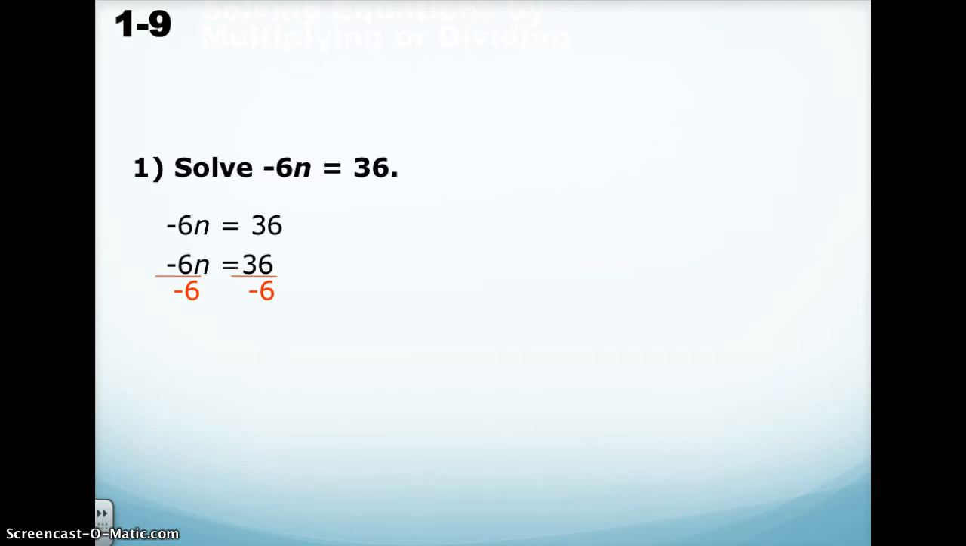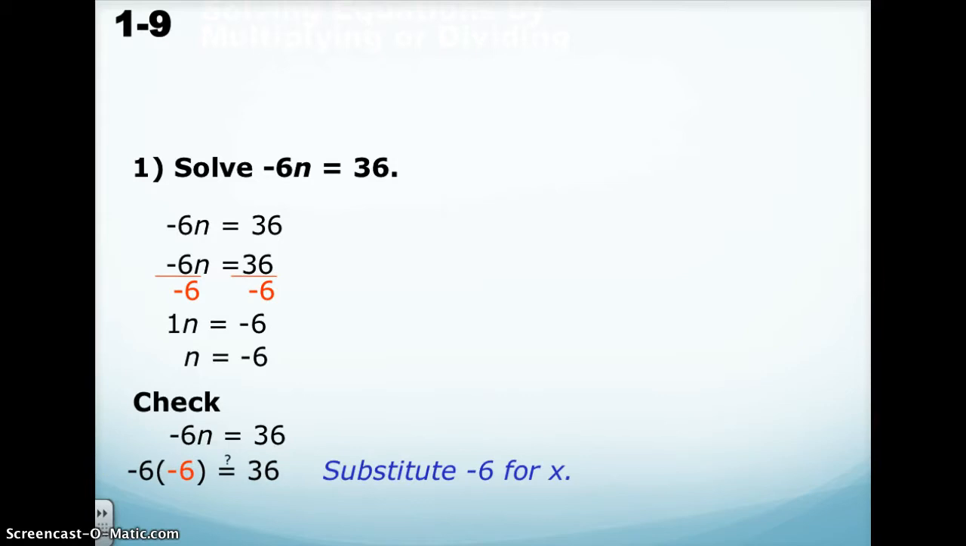Negative 6 divided by negative 6 is 1n. 36 divided by negative 6 would be negative 6. Remember, 1n is the same as just n. Let's check. Plug negative 6 in, so now we're multiplying negative 6 times negative 6. A negative times a negative is a positive, and 6 times 6 is 36.